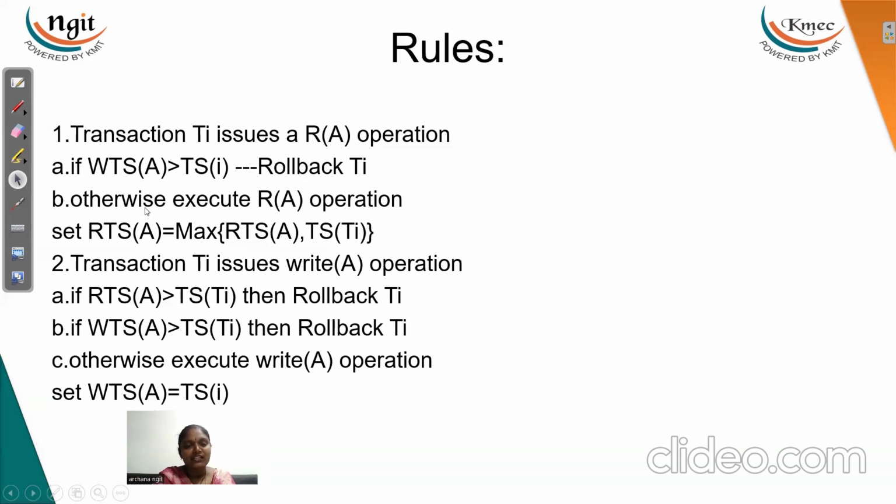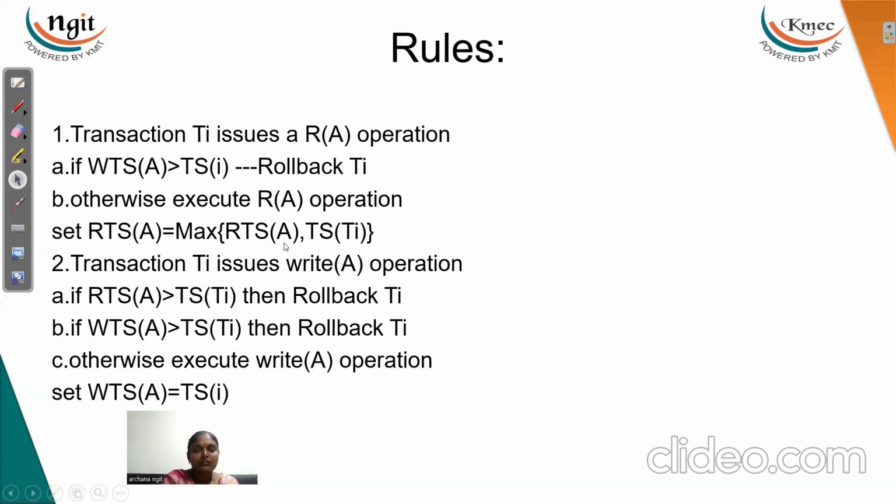The second option is that if this condition was not satisfied, then we need to set up the read timestamp upon variable A, which can be taken as the maximum of both the read timestamp upon variable A and the timestamp of a transaction Ti, right? So after setting up this, we need to get into write operation. When read operation is performing, we need to check both A and B.